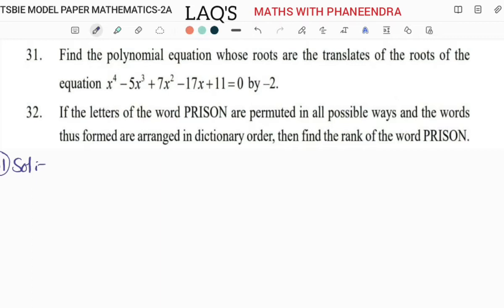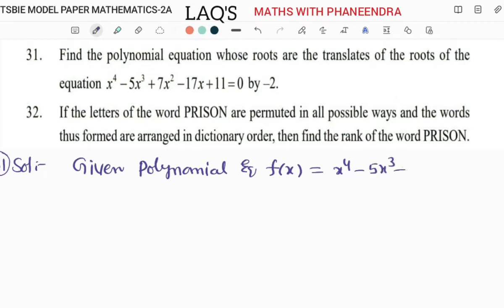So first, what we have to write, the given equation is represented as f of x, the given polynomial equation. First thing, given polynomial equation, f of x is equal to x power 4 minus 5x cube plus 7x square minus 17x plus 11 equal to 0. Put that as equation number 1.